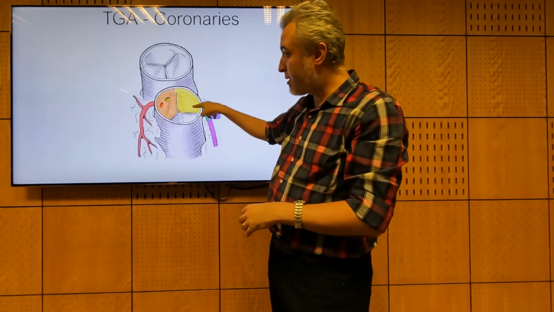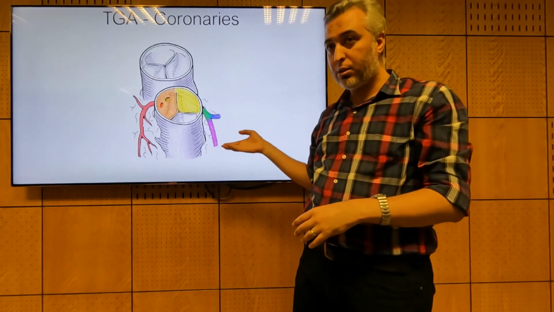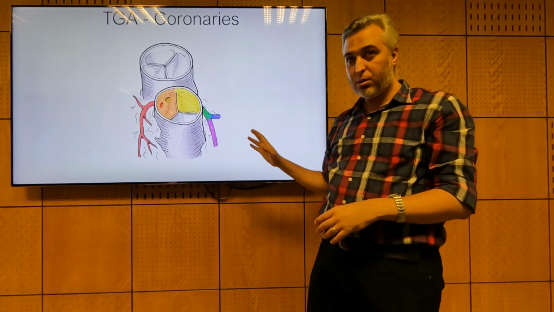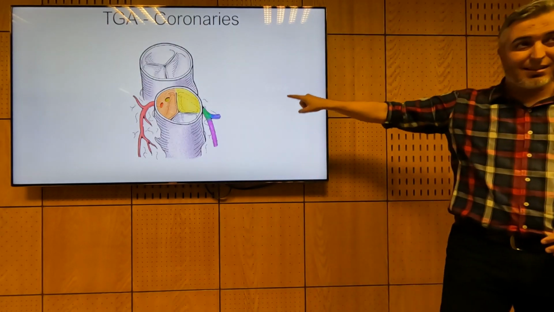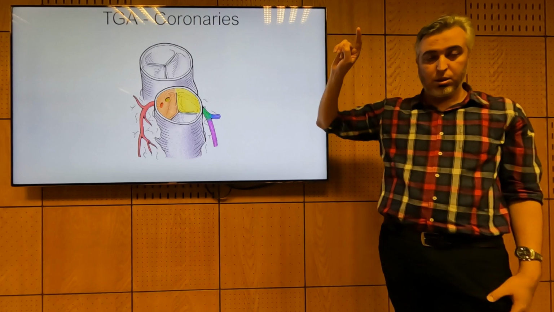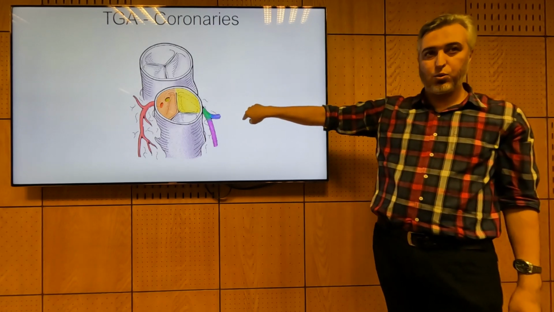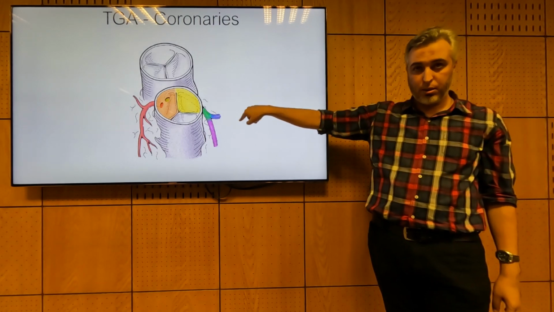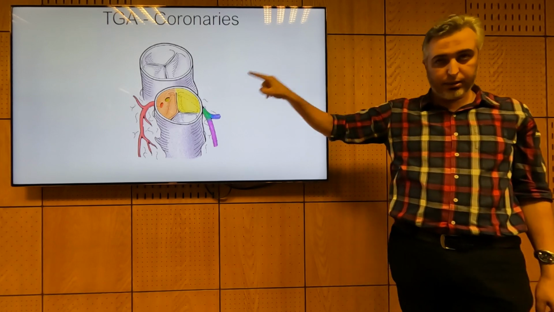So if you actually cut out that sinus, you cut across the coronary artery. Not a nice thing to do. So we call this intramural coronary. And this is not rare with TGA after the arterial switch. So you can get intramural coronary.